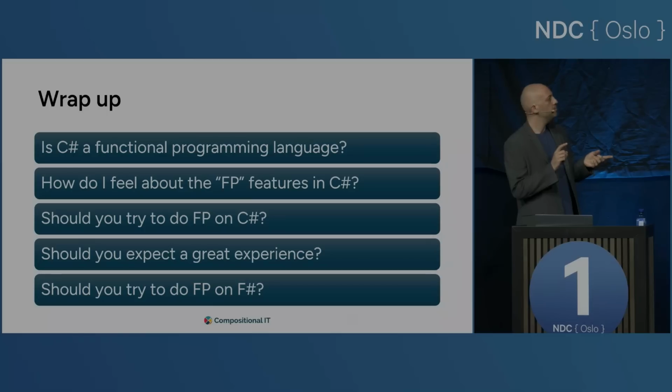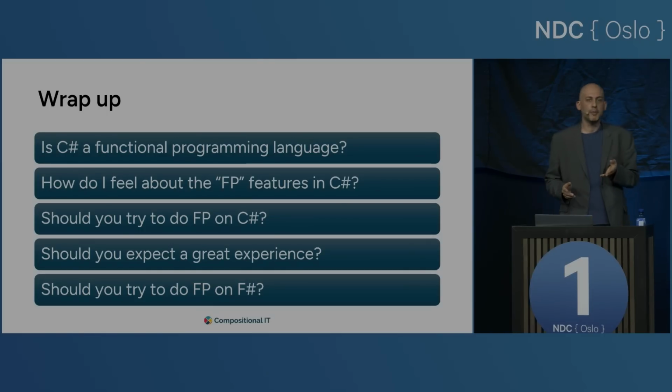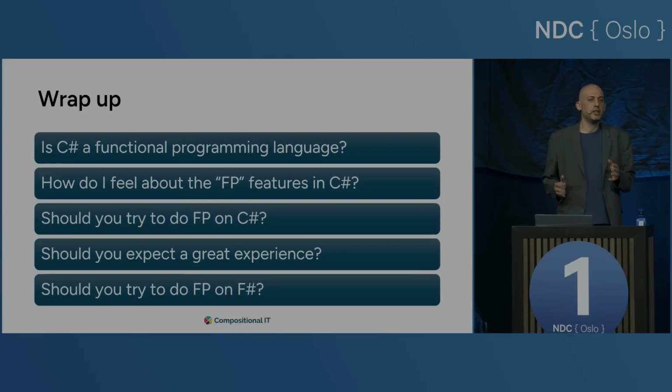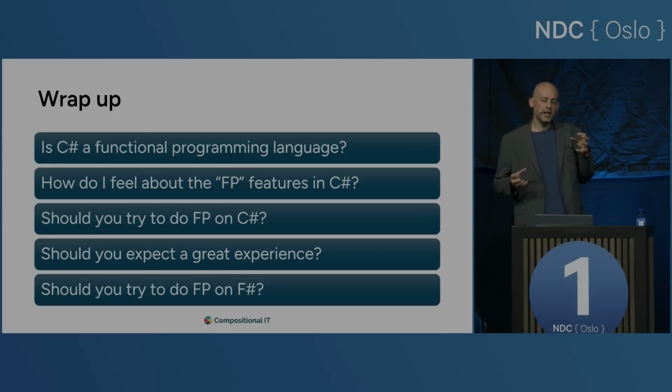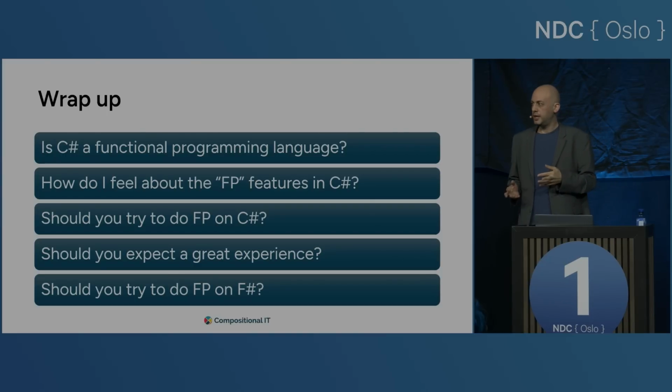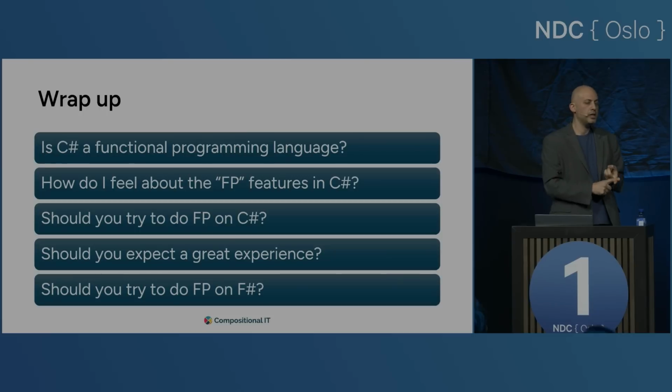So just to wrap up, we've got 5 minutes left, which is fine. One, is C# a functional programming language? I would say no. It's an object-oriented language with some functional extensions. How do I feel about the FP features in C#? I think they're good to let you put your toe in the water to get a feel for it. But please don't think that if you find the experience suboptimal in C#, if you find it's a bit clunky when you're trying to do things like I've described, that means that FP is clunky. It's more the fact that it's not what C# was designed for.